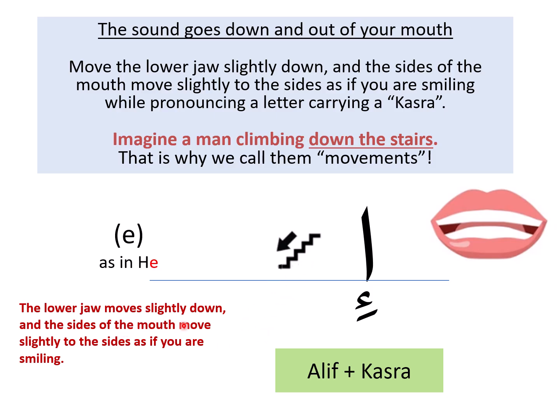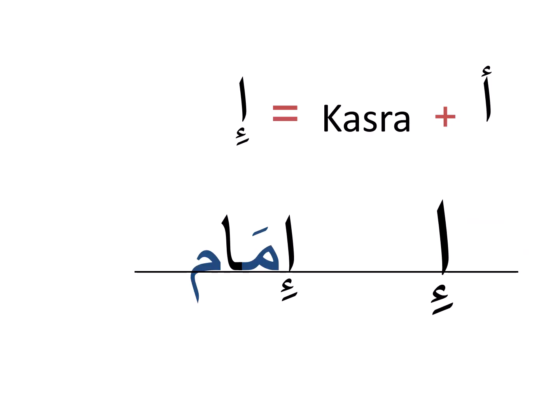The lower jaw moves slightly down and the sides of the mouth move slightly to the sides as if you are smiling. Move the sides to the sides. E as in he, E in Arabic also. Alif plus kasra equals E. E, Imam. Imam is the person who leads the prayer.